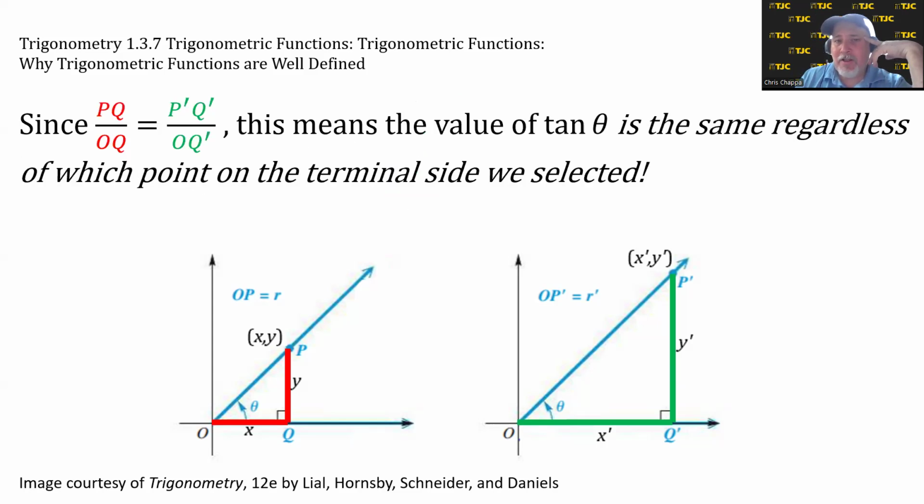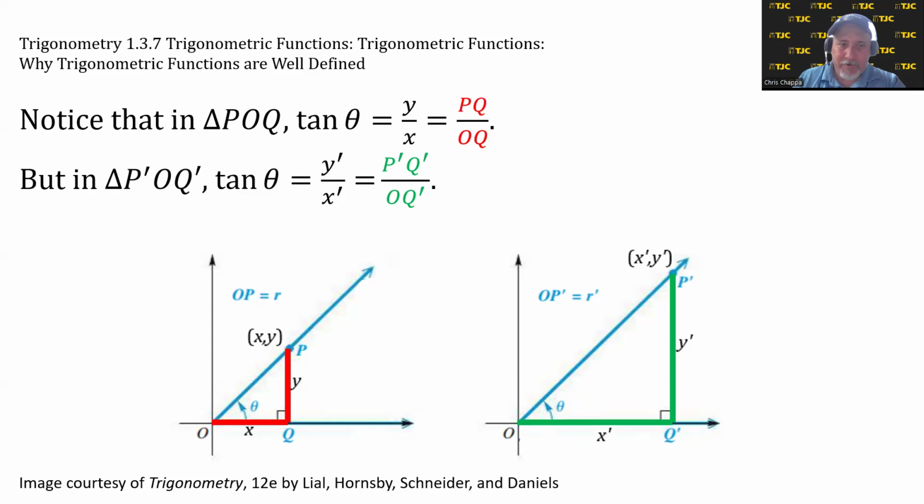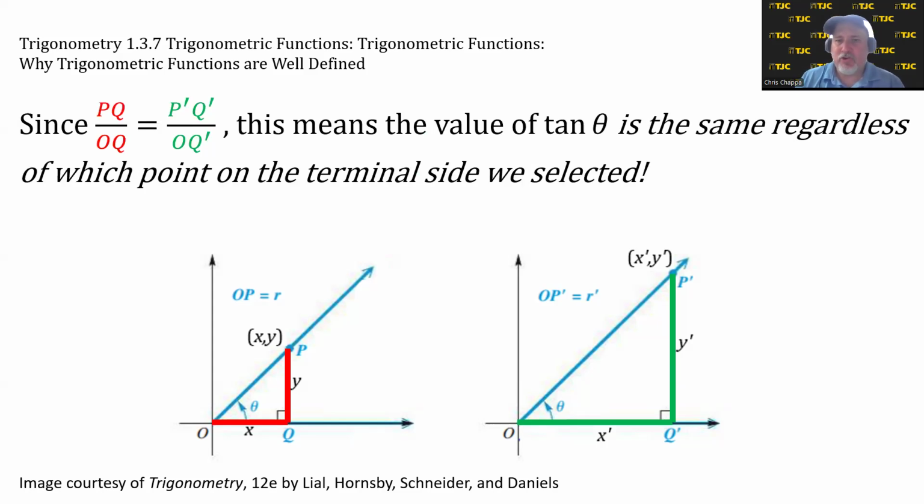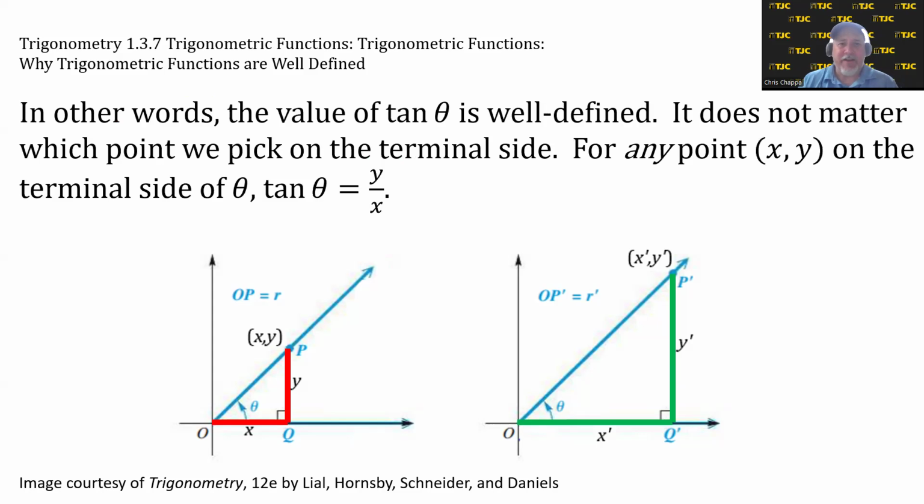And because they're equal, that means the value of tangent theta is the same regardless of which point on the terminal side we selected. Because on the red triangle, tangent of theta was PQ over OQ, and on the green one, it was P prime Q prime over OQ prime. But those 2 fractions were equal because of similar triangles. So tangent is well defined. It does not matter which point we pick on the terminal side. For any point x comma y on the terminal side of theta, tangent of theta is equal to y over x. And we can perform the exact same argument with all the other trig functions.